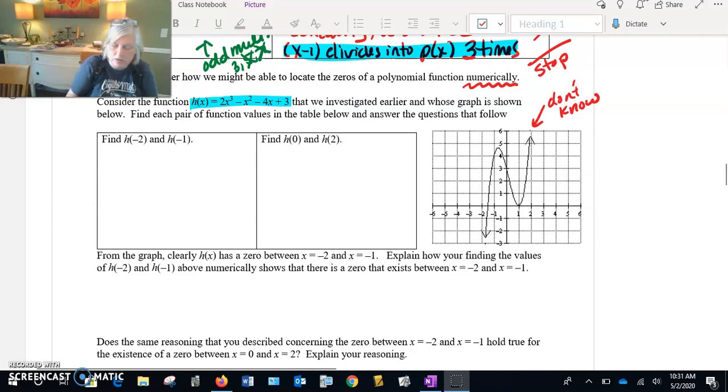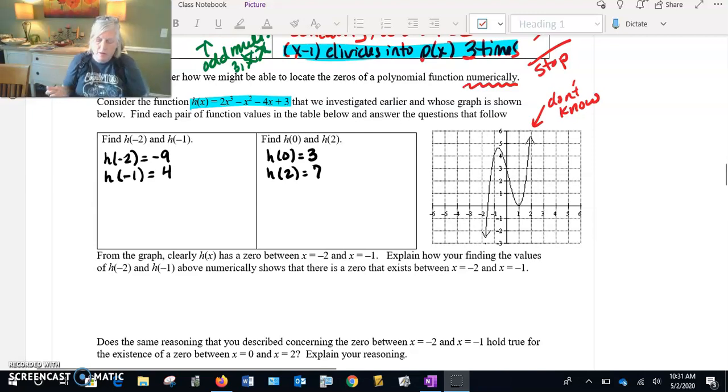So if we just do some basic plugging and chugging, and I'll leave it to you to actually verify this, if you were to plug -2 into the function, you should get -9. If you were to plug -1 into the function, you would get 4. Plugging in 0 is easy. h of 0 is going to be 3, and h of 2 is going to be 7. So I'll let you guys verify that in terms of getting those values.